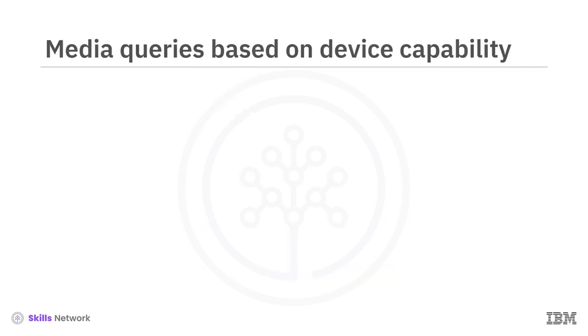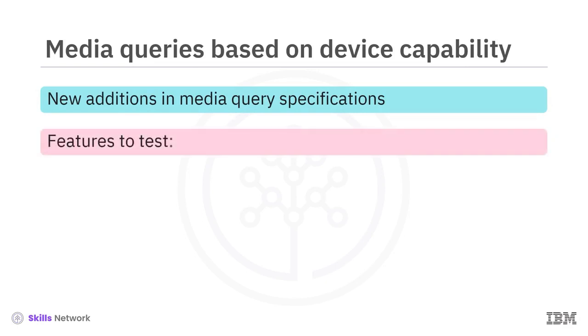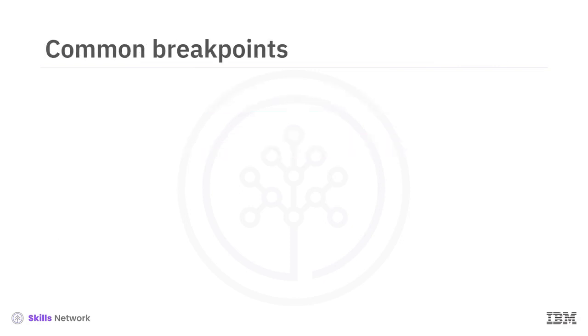Let's identify some features we can test depending on the device's capability. With so many devices on the market today, it isn't easy to specify what devices people use. But with new additions in the media query specifications, we can put some features to the test, such as pointer, hover, and any-pointer. By instructing the browser, you can use a media query to rearrange the design if the screen size is smaller than a specific size.